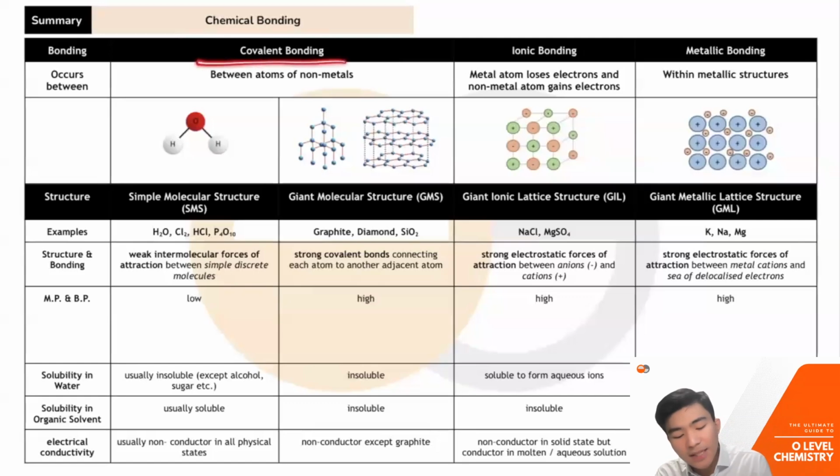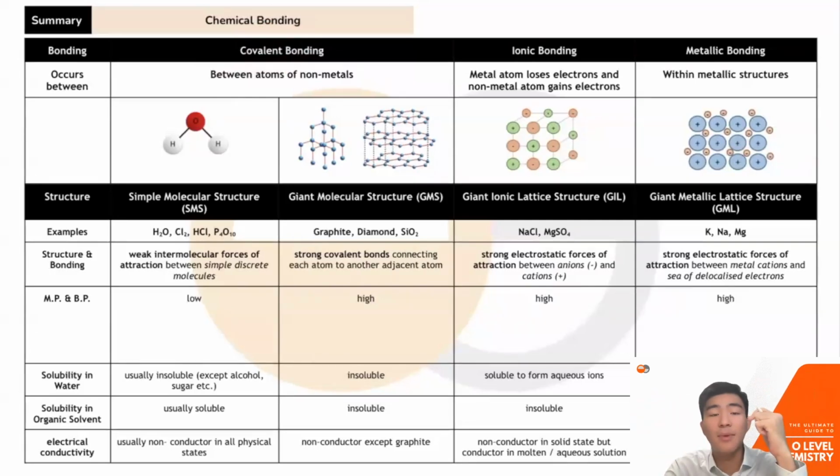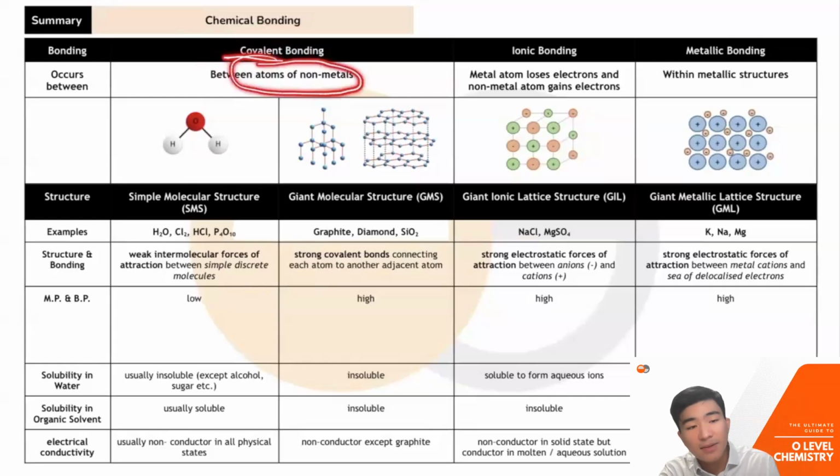Now, covalent bonding, why is it called covalent? Co stands for sharing. Valence stands for valence electron. So can you see that when two atoms come together to do covalent bonding, they are sharing their valence electrons. This is why it's called covalent bonding. Covalent bonding most of the time happens between atoms of non-metals. They like to share electrons. For ionic bonding, the metal atom will lose electrons and the non-metal atom is going to gain the electrons.